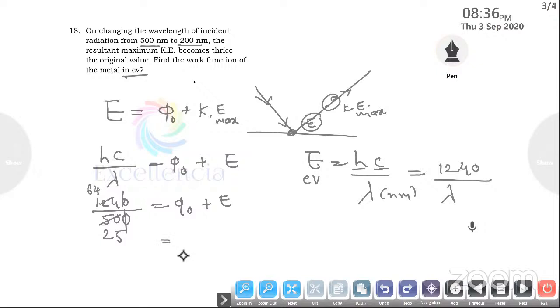Okay, again, we will get an equation in terms of work function plus maximum kinetic energy. You can write K if you got confused, so initial kinetic energy. This is equation number 1.